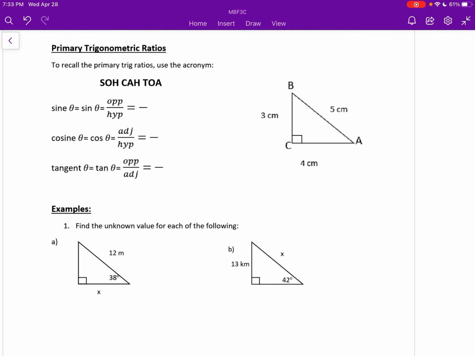So then we have our primary trigonometric ratio. So I don't know if you remember this from grade 10. SOHCAHTOA was a really big deal in grade 10. We're going to be bringing that back. SOHCAHTOA is basically just the acronym that we use to remember what the sine ratio, cosine ratio and the tangent ratio are. We remember that sine is equal to opposite over hypotenuse, cosine is equal to adjacent over hypotenuse, and then tangent is equal to opposite over adjacent, right?